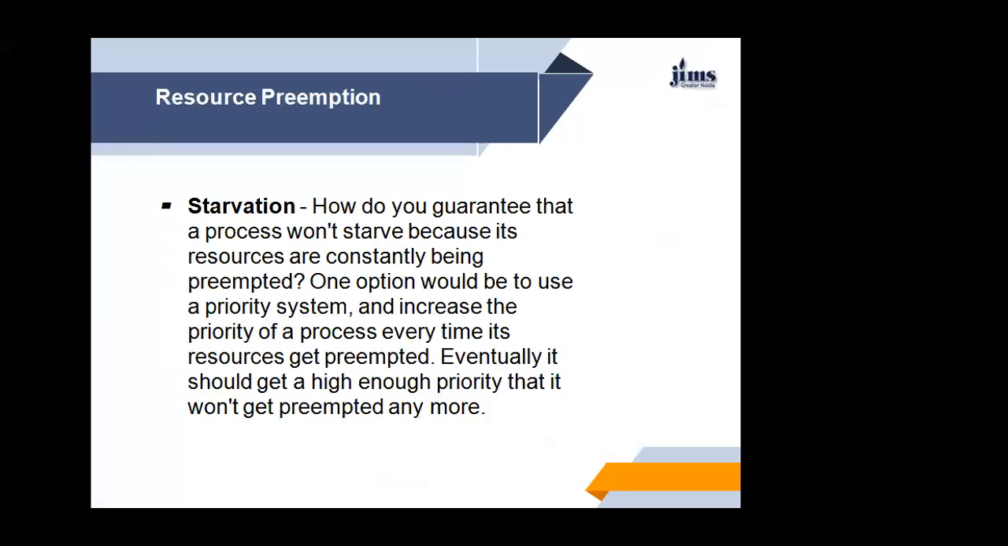Now with resource preemption we also have starvation. How do you guarantee that a process wouldn't starve because its resources are constantly being preempted? If the resources are constantly being preempted, there may be a case of starvation. Starvation means that the process will have to wait. The process will be preempted, and it could be a case of starvation.